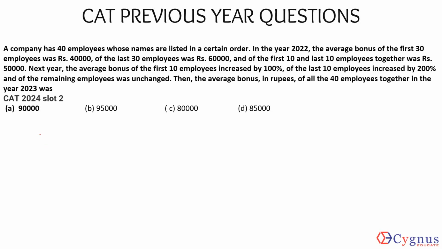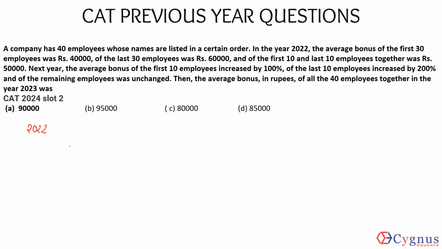Right. It's a question of CAT 2024 slot 2 based on the concept of average. A company has 40 employees whose names are listed in a certain order. In the year 2022, the average bonus of the first 30 employees was rupees 40,000, of the last 30 employees was rupees 60,000, and of the first 10 and the last 10 employees together was rupees 50,000.